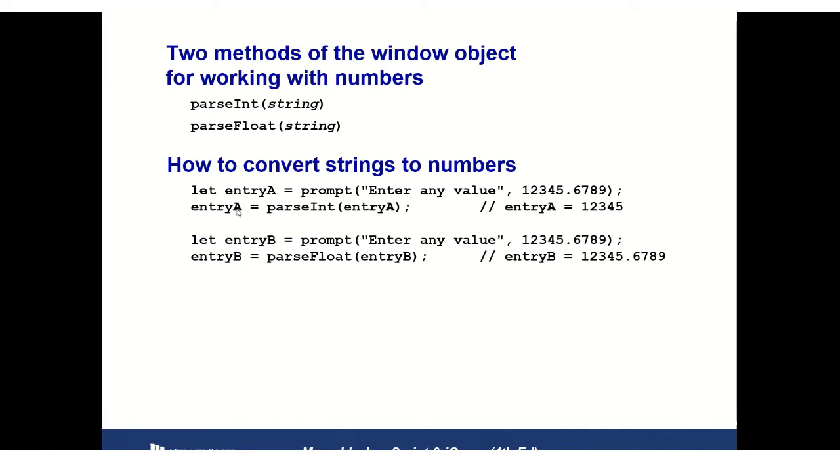So there are two methods of the window object for working with numbers, namely parseInt and parseFloat. So you can convert strings to numbers as well. Basically we have done it before, right?